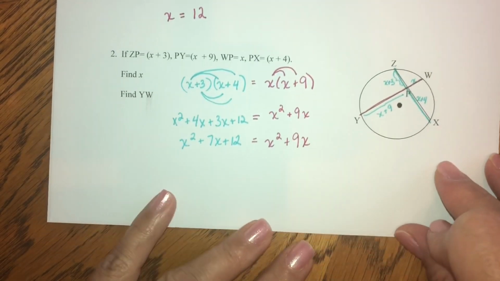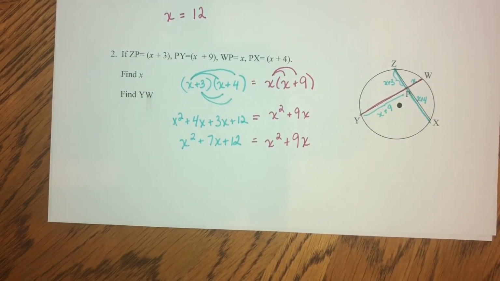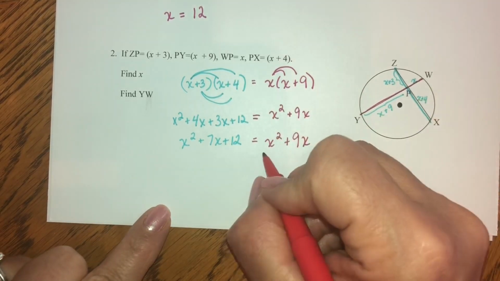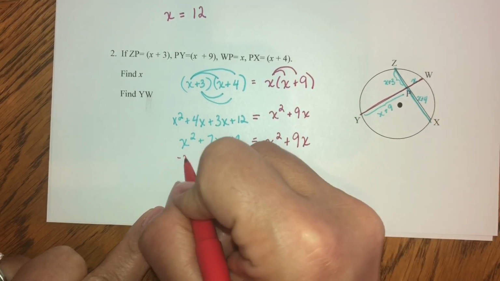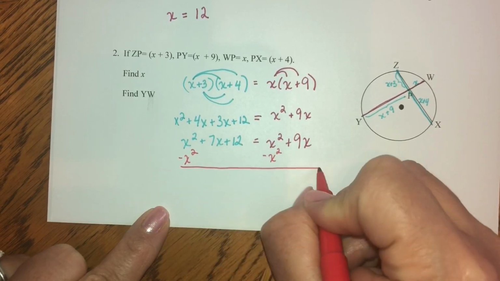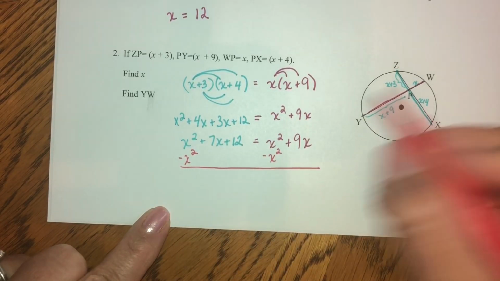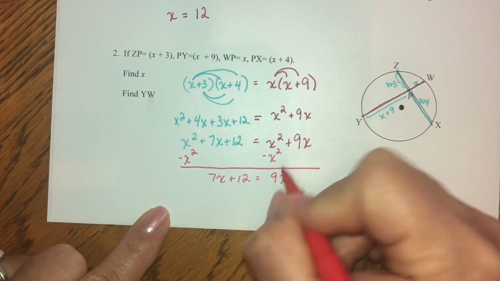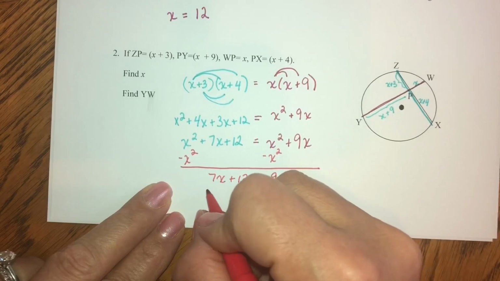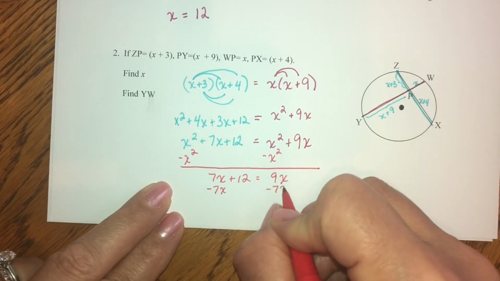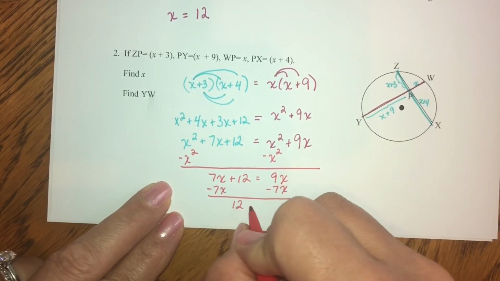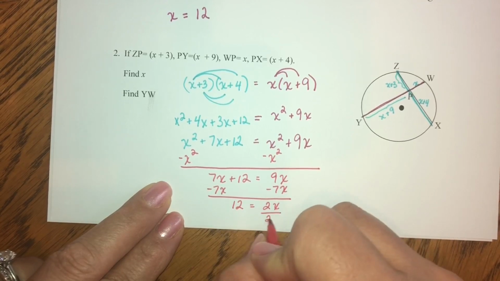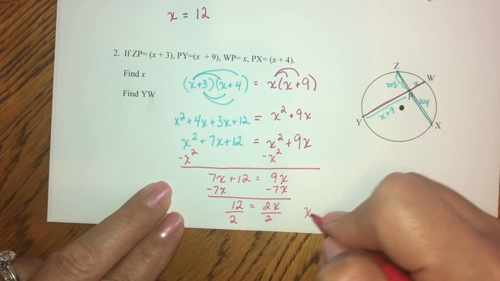So one of the nicest things that could possibly happen actually occurs here, and that is if you start to move things over to get like terms together, what you should see right away is if you subtract an x squared from both sides, this equation is no longer a quadratic. All the x squares turn out to be 0. So we have 7x plus 12 is equal to 9x. And then to finish this problem, all we have to do is subtract the 7x from both sides. So we have 12 is equal to 2x, and then divide by 2, so x is equal to 6.